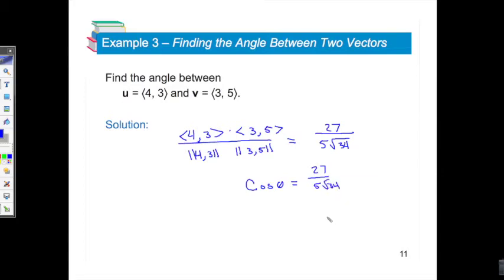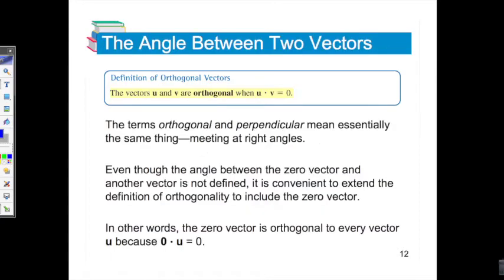Now, I don't have a place on my unit circle that tells me where this is. So what I'm going to have to do is the inverse cosine of 27 over 5 roots 34, and that will give me my theta value. And what it turns out when I plug this in is it's about 22.2 degrees. Very good. The important part of this is to be able to compute the dot product up here, and then, you know, we've been doing magnitudes for a while, and multiplying those together, that shouldn't be too difficult.